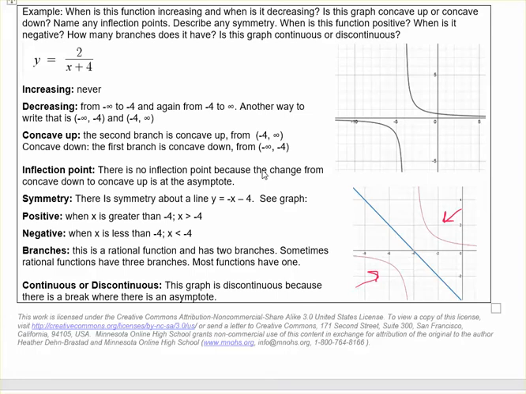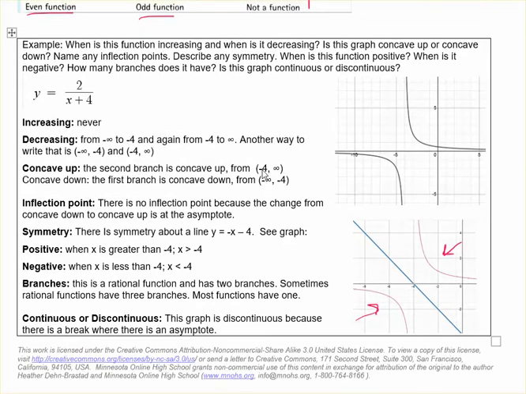So what we're going to do in this worksheet is put together everything that we have looked at this week. We're going to talk about where it's increasing and decreasing, when it's concave up, inflection points. Oh, concave down, I didn't bold that part, but we could bold it. Symmetry, when is it positive, when is it negative.